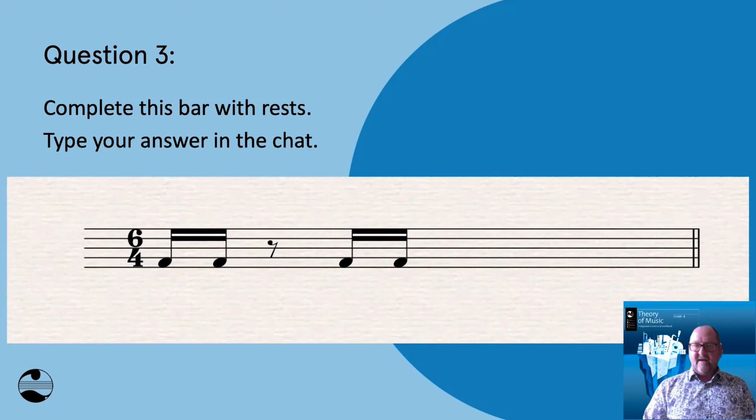Again, think about completing beats as you go, and just remember about strong and weak beats and what you should be joining together and what you shouldn't be joining together. Oh, I'm loving this. It's a frenzy in the chat at the moment. Everybody's busily typing in their answers. I absolutely love it. Oh, I'm seeing some correct answers. This is great.